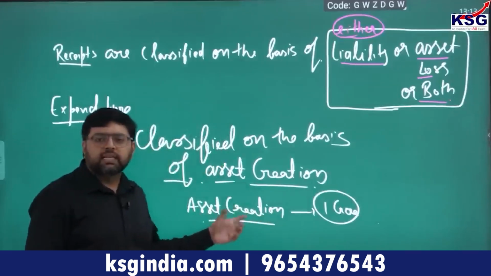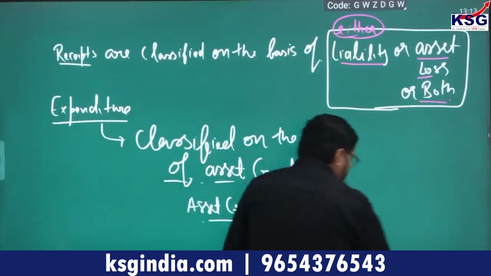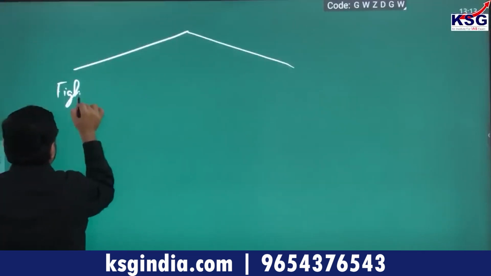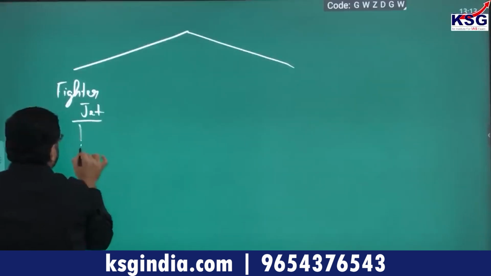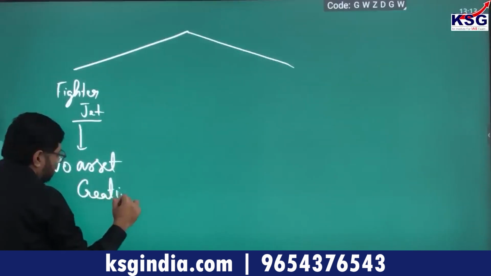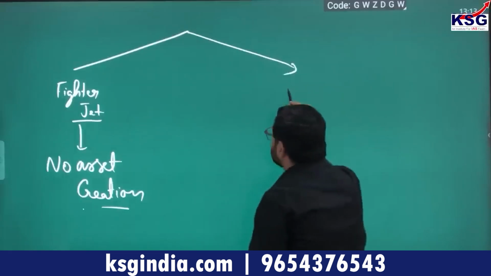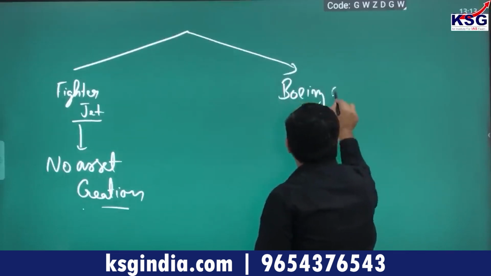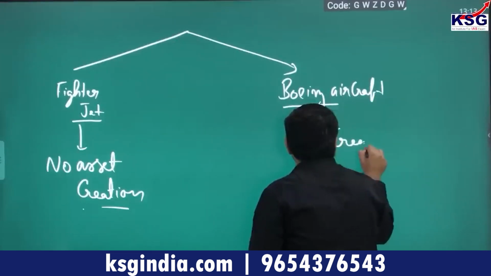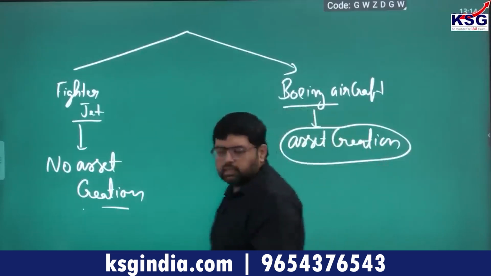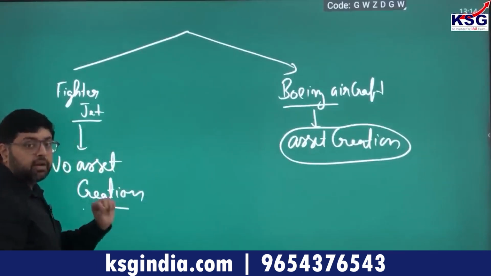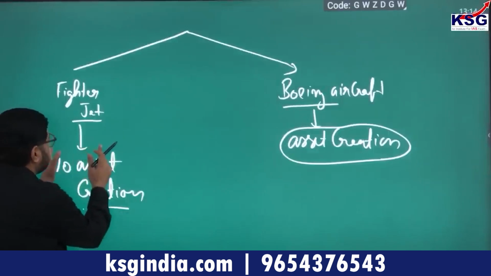Okay, so I hope this asset creation is clear. What do you mean by asset creation? Again, we can say that when you purchase a fighter jet plane, there is no asset creation, whereas when you purchase a Boeing aircraft, there is asset creation. Clear?